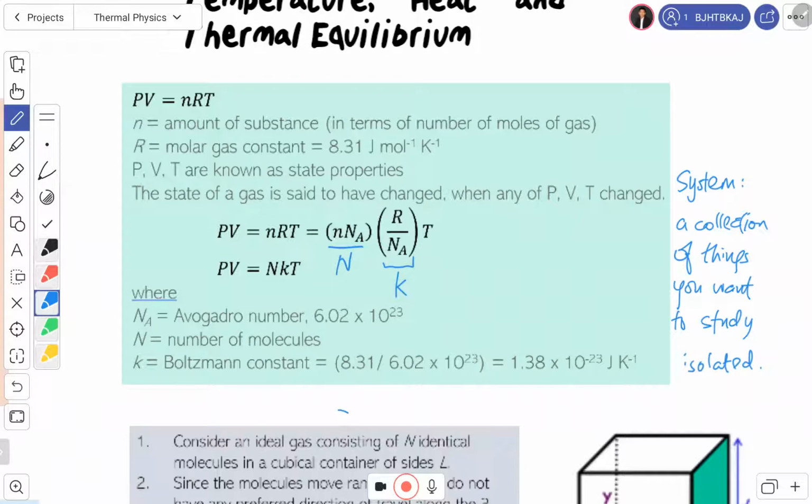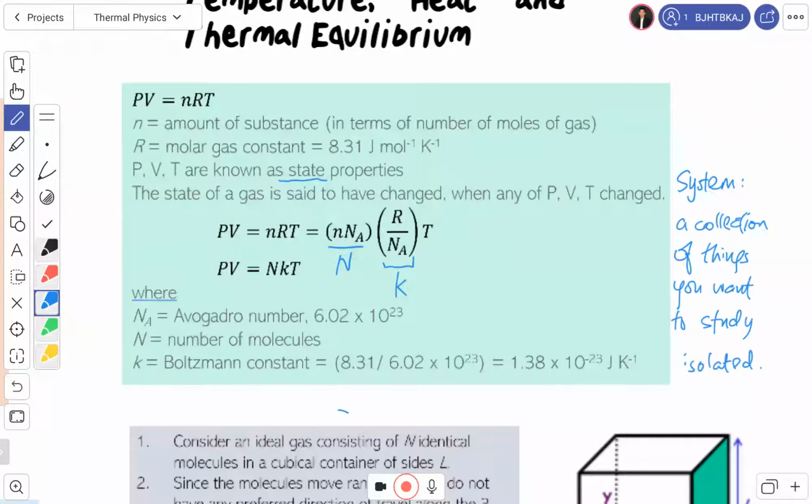Earlier, someone also asked me what is meant by state property in the WhatsApp group. So what is meant by state? A state is a current situation that you are in. The current situation you are in has certain properties, so you can describe them. So these are called state properties.